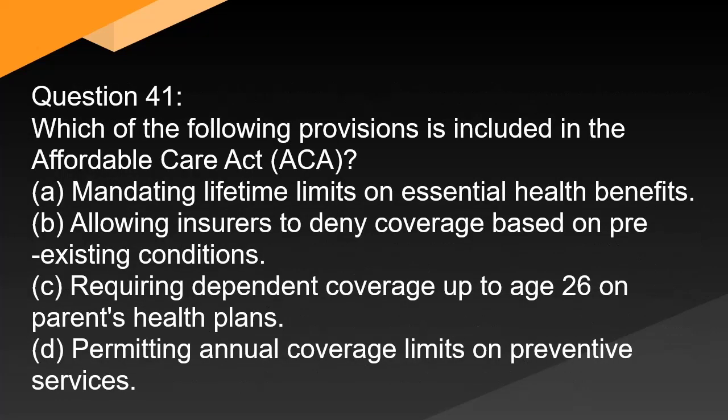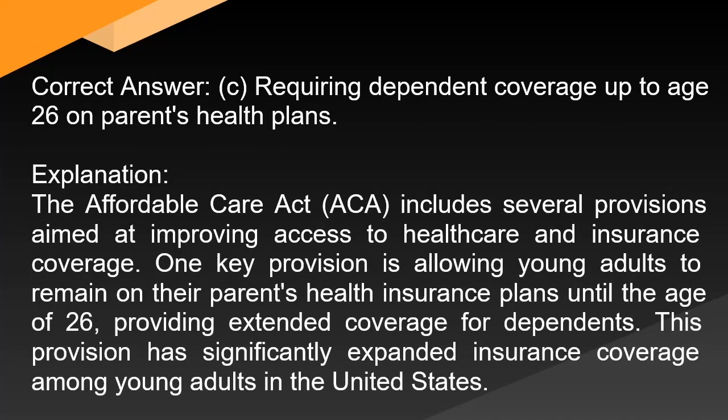Question 41. Which of the following provisions is included in the Affordable Care Act, ACA? Correct answer. C. Requiring dependent coverage up to age 26 on parents' health plans. Explanation. The Affordable Care Act, ACA, includes several provisions aimed at improving access to healthcare and insurance coverage. One key provision is allowing young adults to remain on their parents' health insurance plans until the age of 26, providing extended coverage for dependents. This provision has significantly expanded insurance coverage among young adults in the United States.